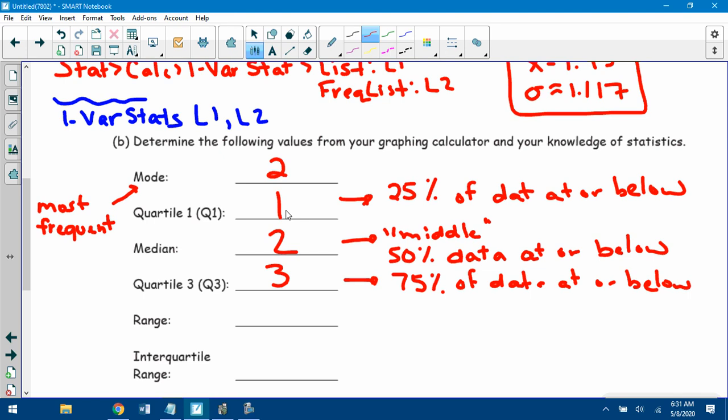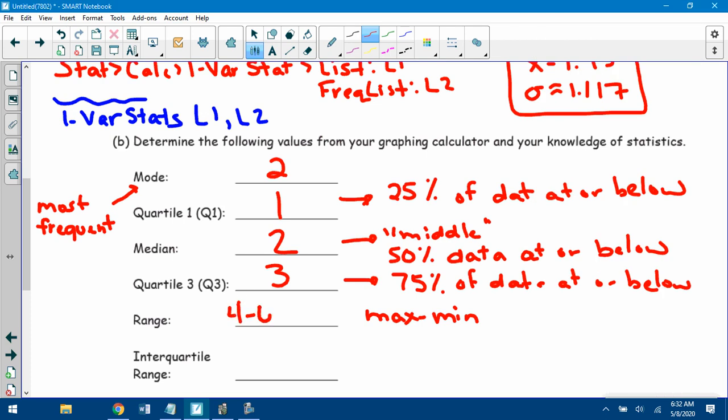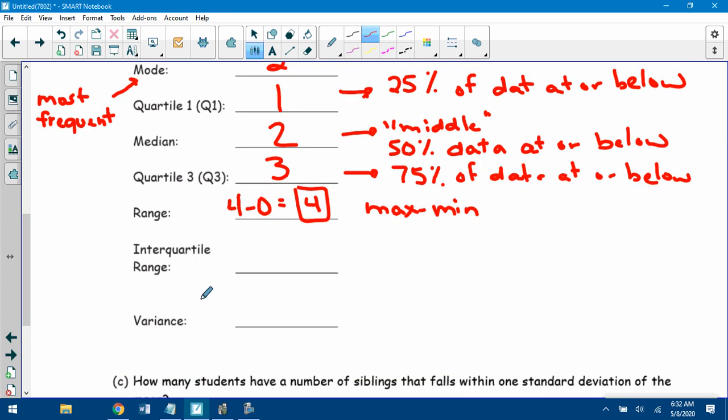To find the range, you always just take the max minus the min, and you can get that from the table or the calculator. On the calculator, max is 4, min is 0. So 4 minus 0 equals 4. You can see that from the table pretty easily. Interquartile range. That's quartile 3 minus quartile 1. So most of the data is going to be between the first and third quartile. Quartile 3 was 3, minus quartile 1 was 1. So the interquartile range is a span of 2.